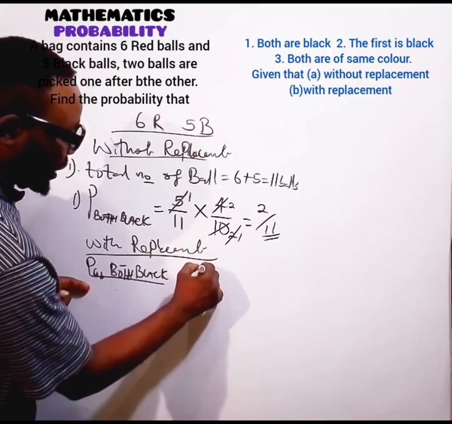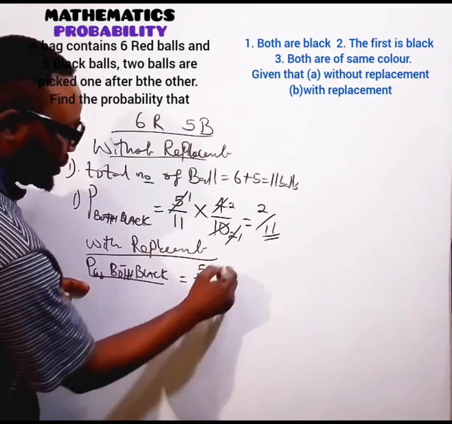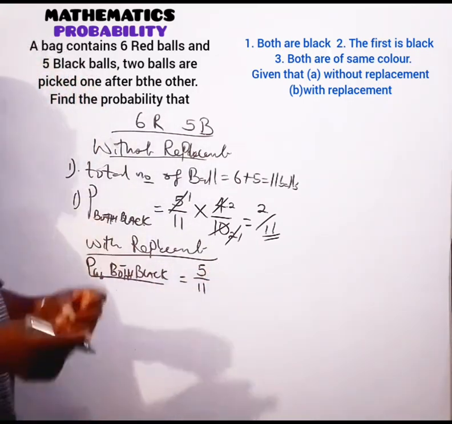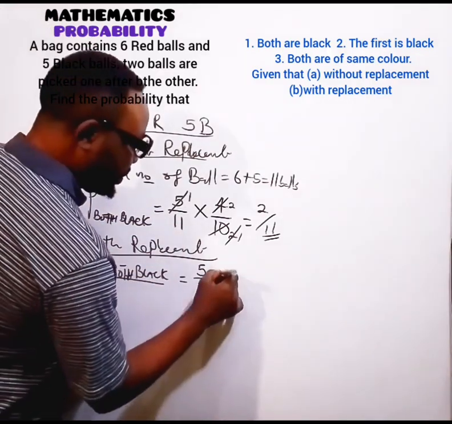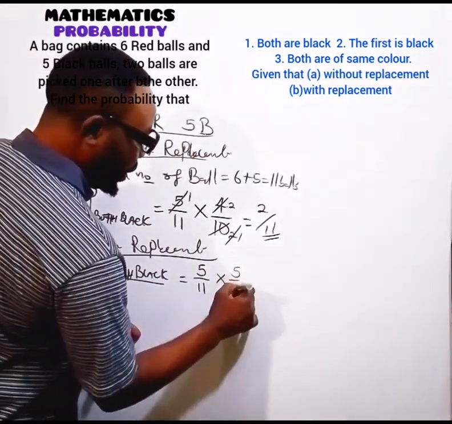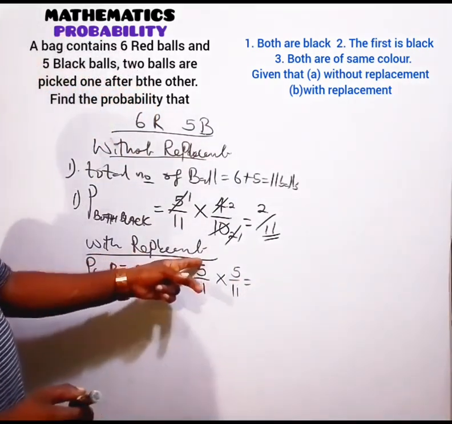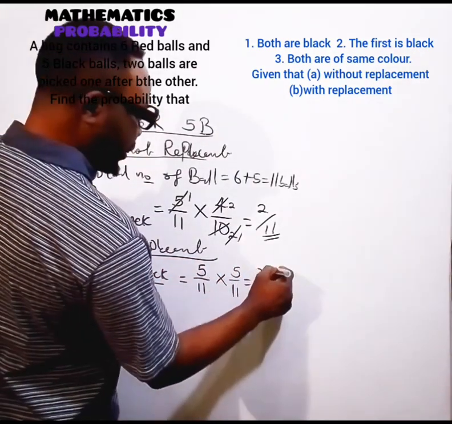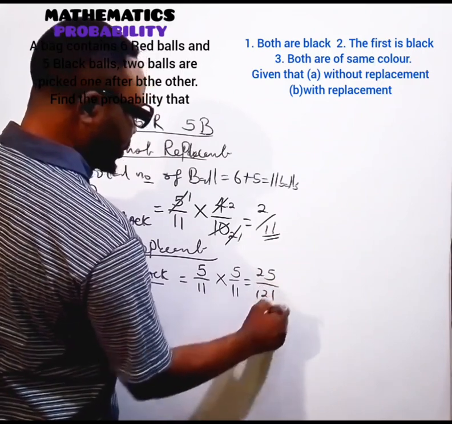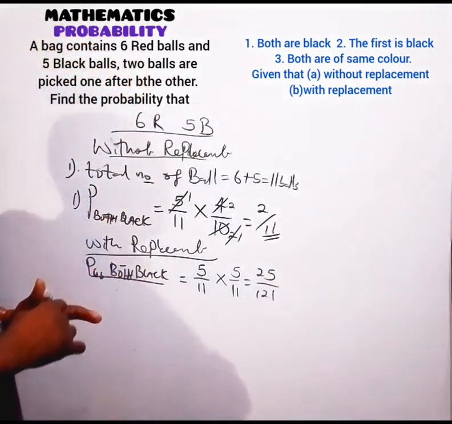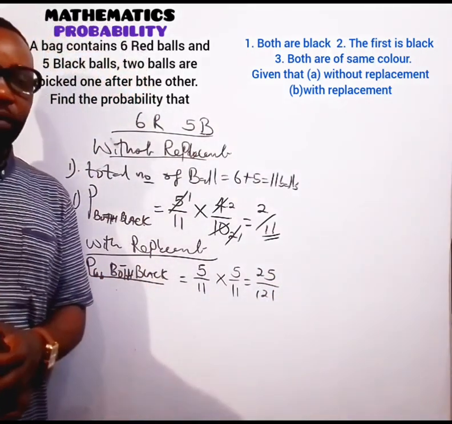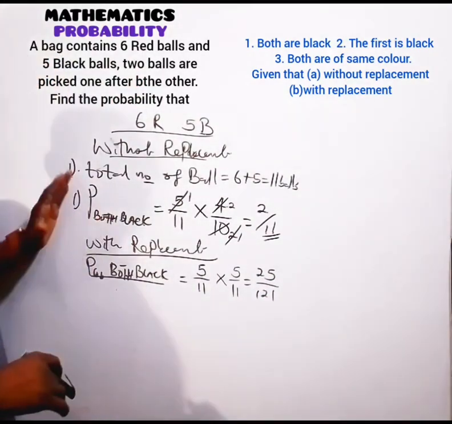So probability of both black will now be equal to the first pick, that's 5/11. First is black and second is black. Multiply by 5/11 again, which is going to be equal to what? With replacement, don't forget, that will be 25/121. That is, both are black.